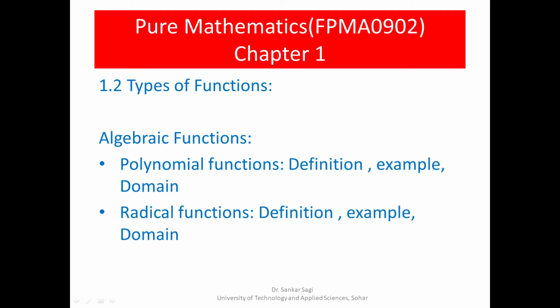Hello everyone. In this video we are going to discuss chapter 1 of pure mathematics, and in the subsection types of functions we have the algebraic functions, and in the algebraic functions again we have polynomial functions and radical functions. So we look at the definition of a polynomial function, the examples and the domain of a polynomial function, and thereafter we look at the radical functions, the definition of radical function, examples of radical functions, and thereafter the domain of radical function.